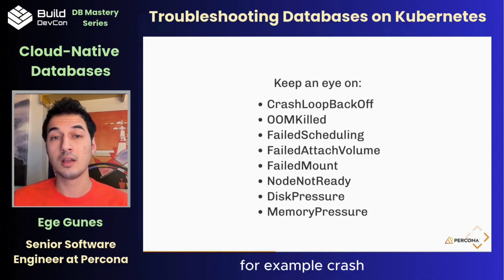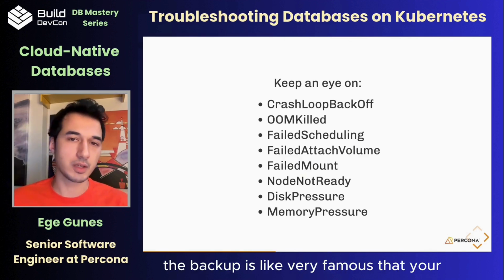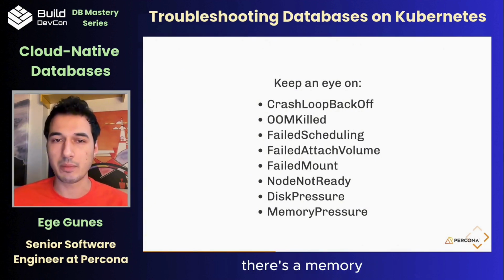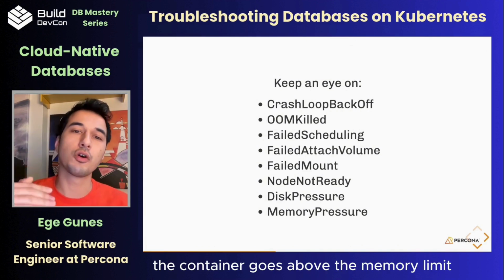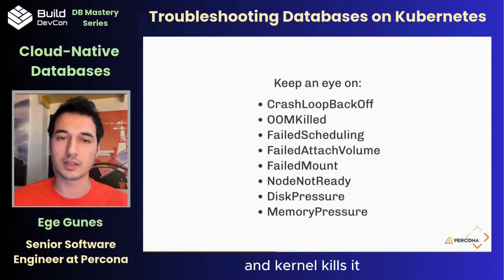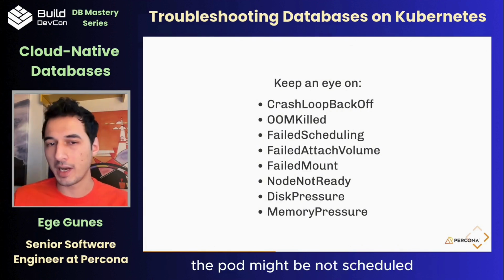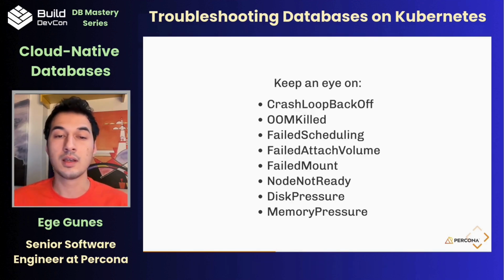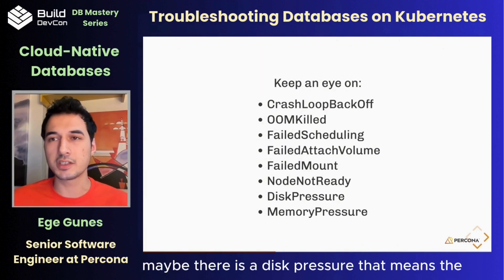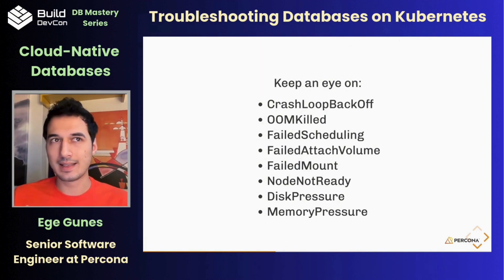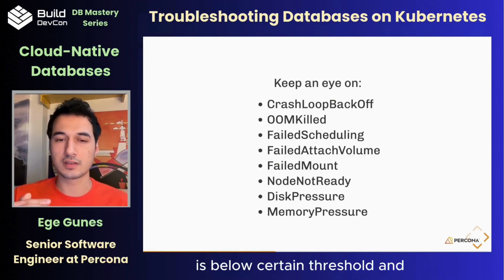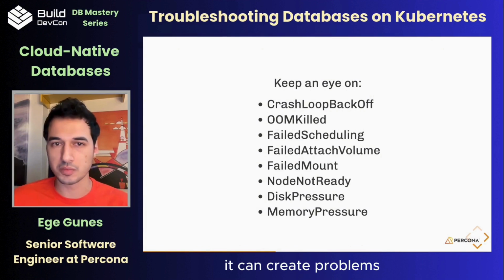For example, CrashLoopBackOff is very famous, meaning your pod is crashing. OOMKilled means the container goes above the memory limit and the kernel kills it. The pod might not be scheduled, your PVCs might not be mounting, or maybe there's disk pressure. That means the available storage on a Kubernetes node is below a certain threshold, and it can create problems also.